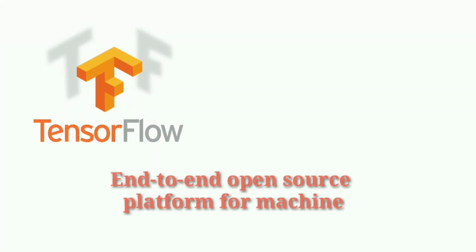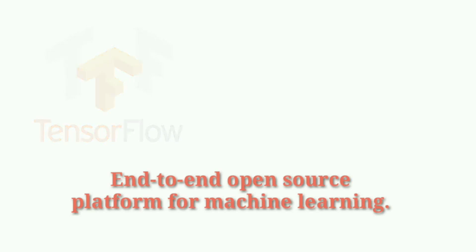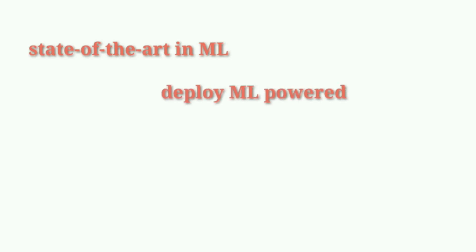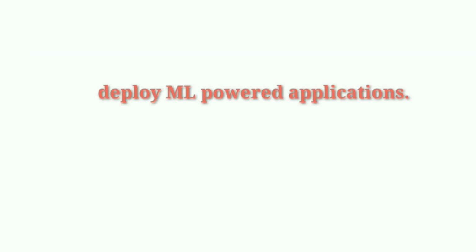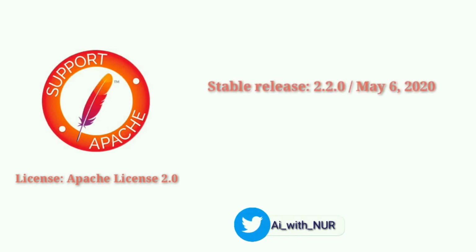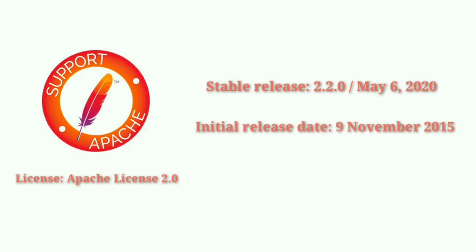TensorFlow is an end-to-end open source platform for machine learning. It has a comprehensive, flexible ecosystem of tools, libraries, and community resources that let researchers push the state of the art in machine learning and developers easily build and deploy machine learning powered applications. It is licensed under the Apache License 2.0. The stable release of TensorFlow is 2.2.0, from May 2020. The initial release date of TensorFlow is 9th November 2015.